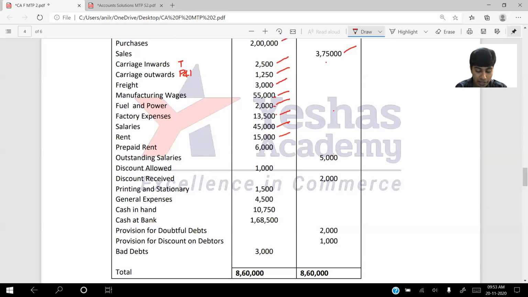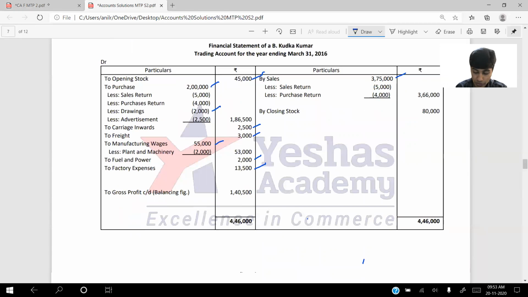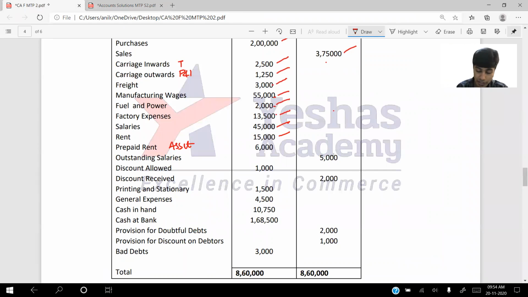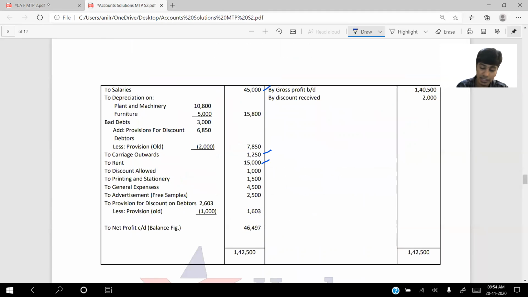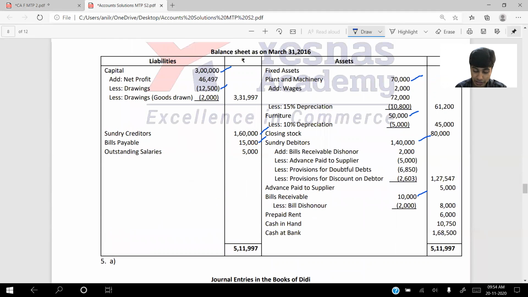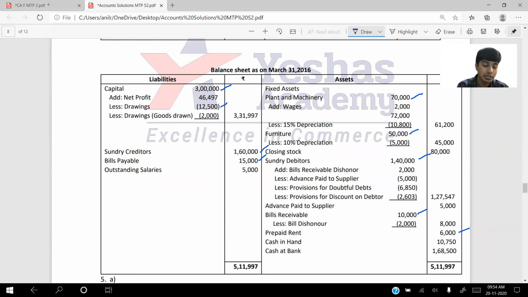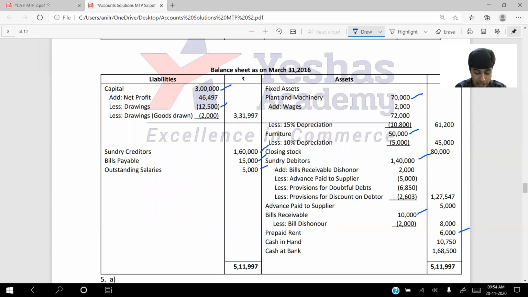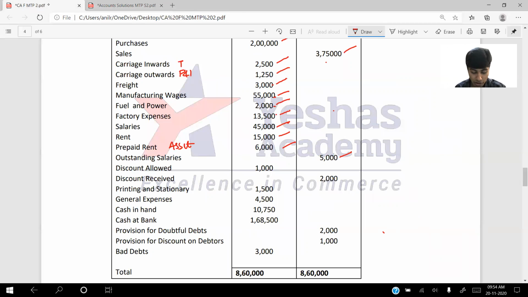account debit. Rent, P&L account debit. This is an asset, this will go to balance sheet. Now let's see 45 and 15 in P&L account: 15,000 rent, 45,000 salaries. How much is prepaid rent? 6,000 goes to balance sheet assets. Have a look, balance sheet assets side, prepaid rent 6,000. Done. Next, outstanding salaries, it's a liability, 5,000. Liability, balance sheet liability. Have a look. Outstanding salaries 5,000. Next, what do you have after that?